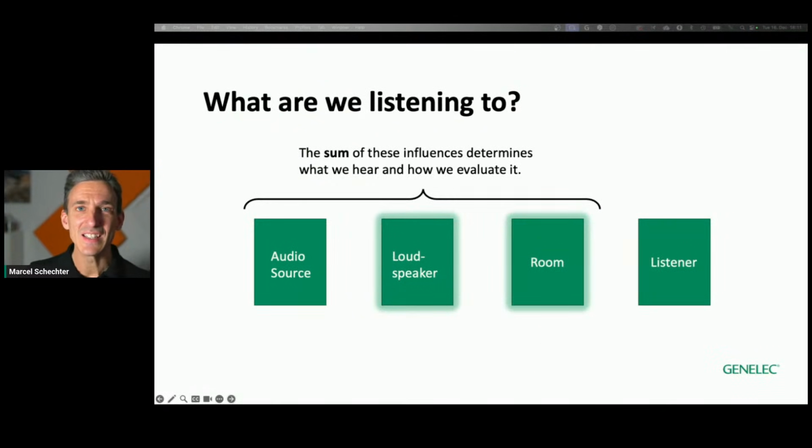Actually, what are we listening to if we listen to something? It always starts with the audio source. Then we have the loudspeaker, then we have the room, and then we have us. So of course, all of us are different.